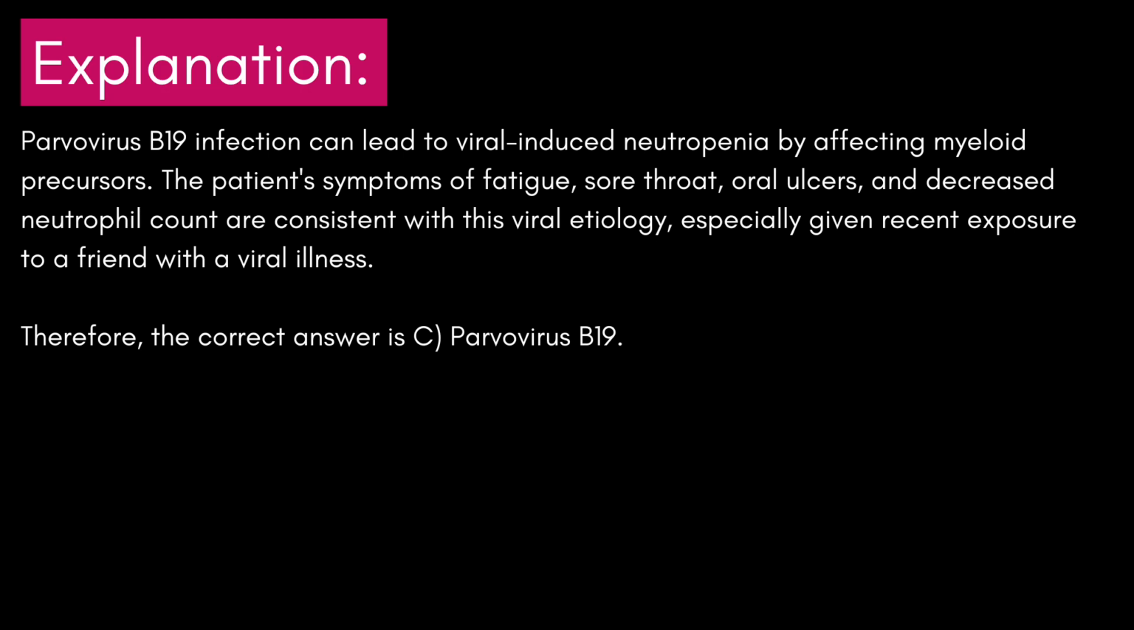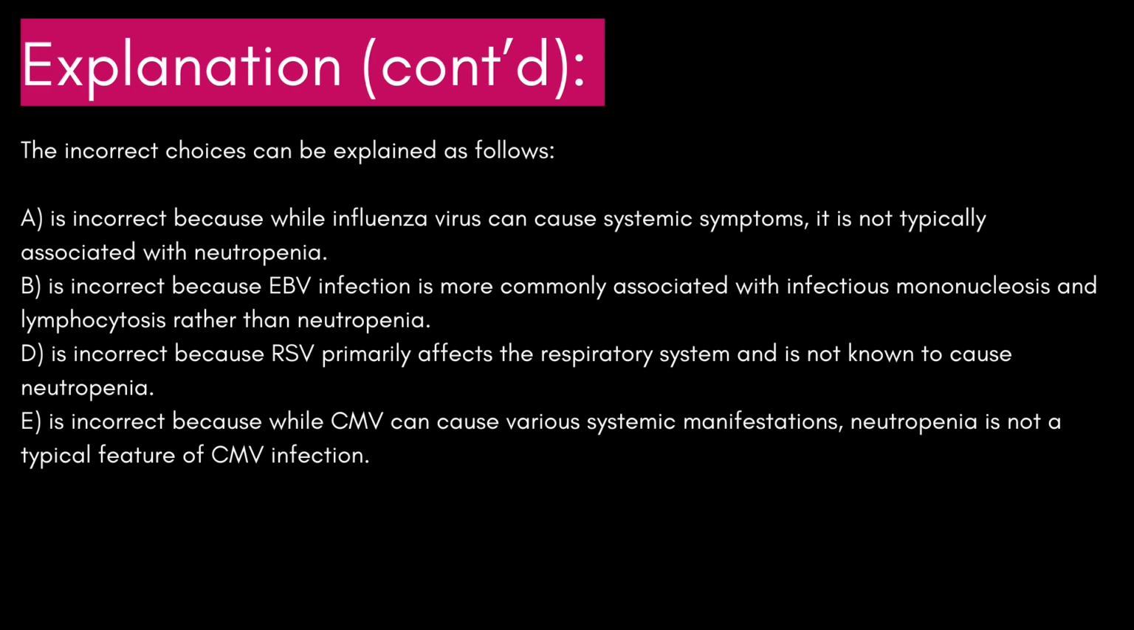All right, let's go ahead and see why the other answer choices are incorrect. The incorrect choices can be explained as follows. A is incorrect because while influenza virus can cause systemic symptoms, it is not typically associated with neutropenia. B is incorrect because EBV infection is more commonly associated with infectious mononucleosis and lymphocytosis rather than neutropenia.